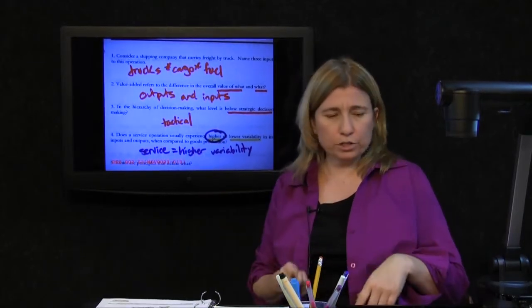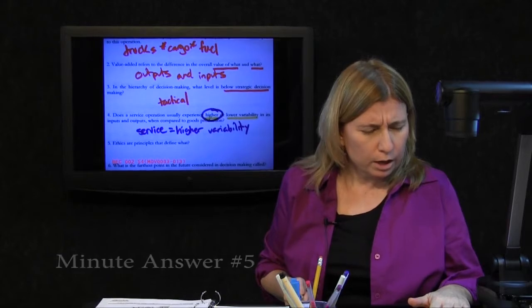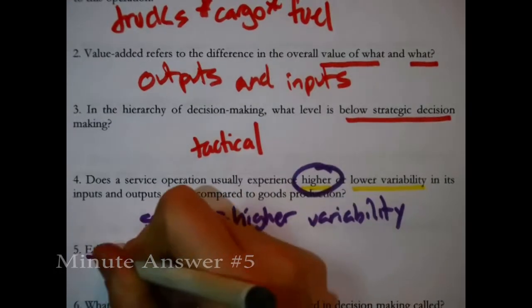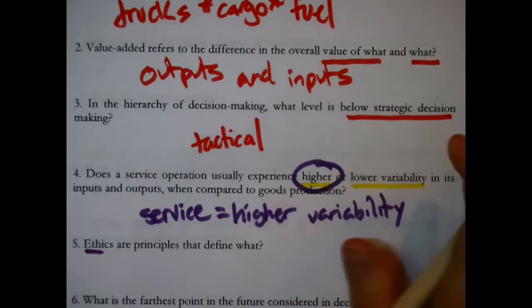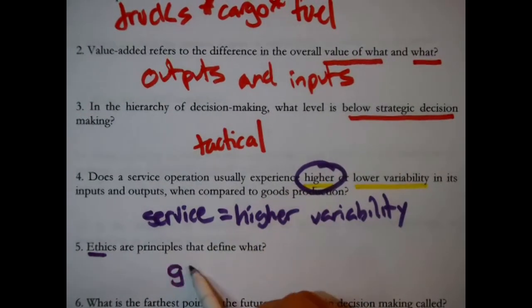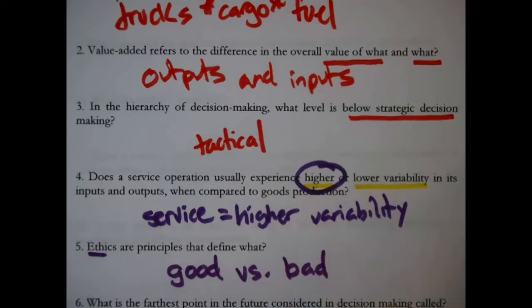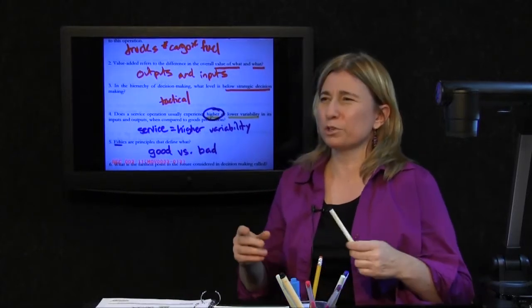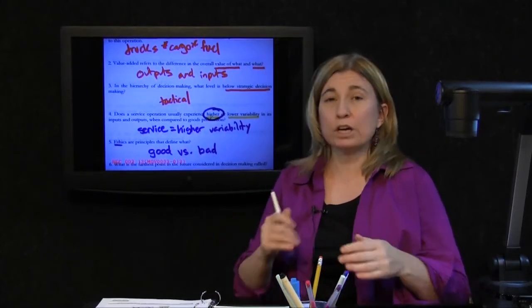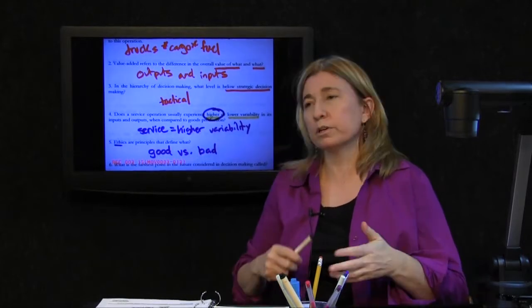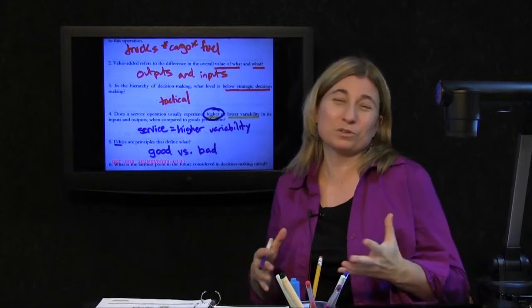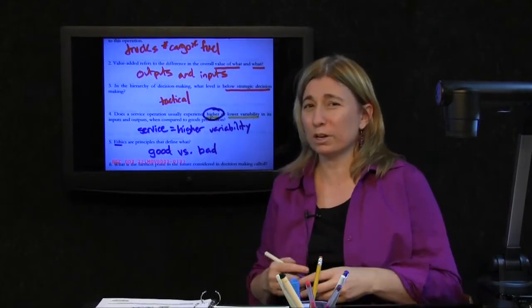All right, next question. Ethics are principles that define what? Ethics. Well, basically, there are any principles that define good versus bad. That's what we mean by ethics. It's a rule for determining, you say good versus bad what? Well, generally good versus bad behavior, but that could be good versus bad decision making, or in certain circumstances to a certain extent, you could say a good versus a bad person.